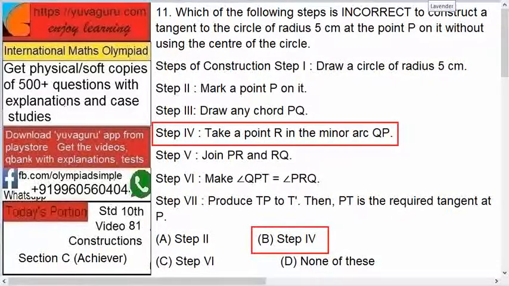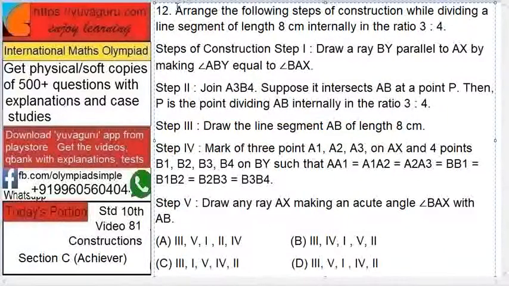Okay. Let's move on. Next. Arrange the following steps of construction while dividing a line segment of length 8 cm internally in the ratio 3:4.